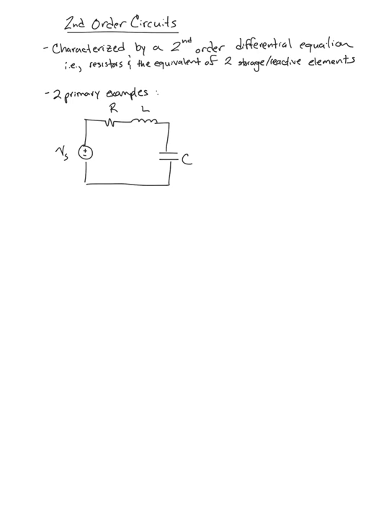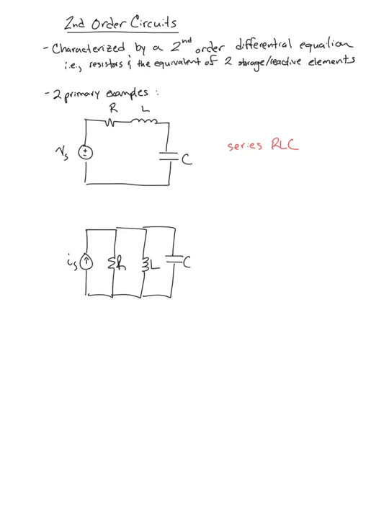So we have two primary examples of this, as I'll show on this page, and the first is called the series RLC circuit. So we've got the resistor, inductor, and capacitor components all in series with one another. And we have the parallel RLC circuit. Both of these are second-order circuits and are described by two different differential equations. Of course, it makes sense to drive the series circuit with a voltage source and to drive the parallel circuit with a current source.